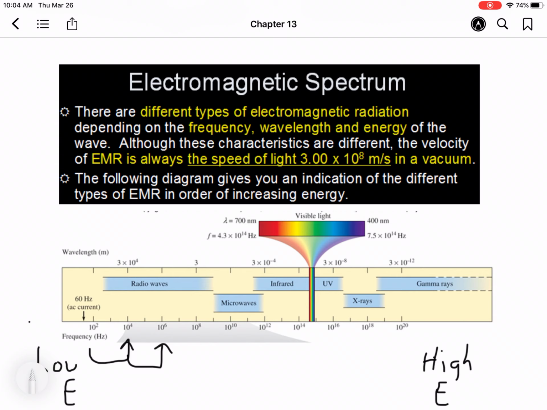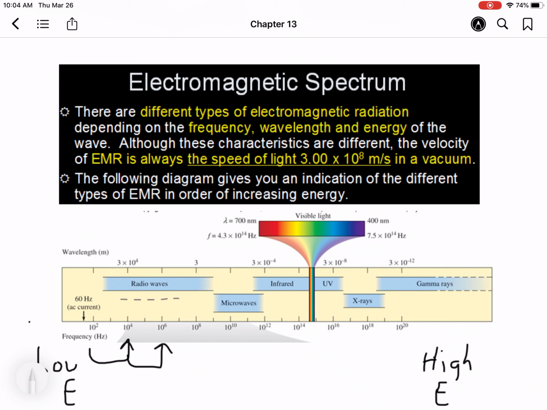So visible light only fits in this one very special part of the spectrum, right? We have everything that can go from 3 times 10 to the 4 meters, which is huge, right? 3 times 10 to the 4 meters is 30,000 meters for one wave, all the way down to less than 3 times 10 to the negative 12 meters. So right in the middle, just a little small area, is 700 nanometers to 400 nanometers. Those numbers should be memorized. You should know those, all right?